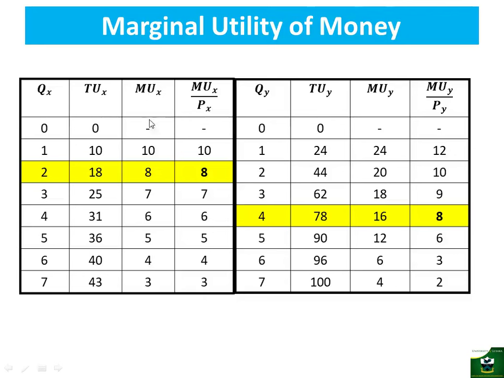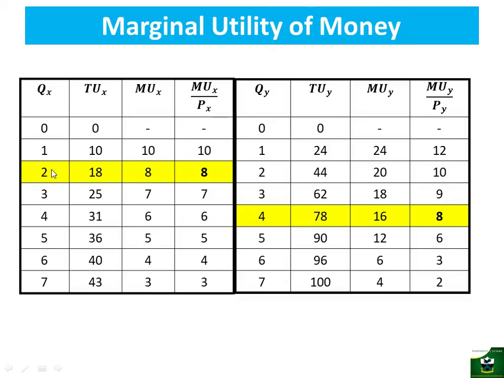So this column here gives us the marginal utility of good X. At the quantity of 0, total utility is 0, meaning marginal utility will be 0. Now recall the computation of marginal utilities from our previous session. At a quantity of 1, total utility is 10, so marginal utility will be 10.